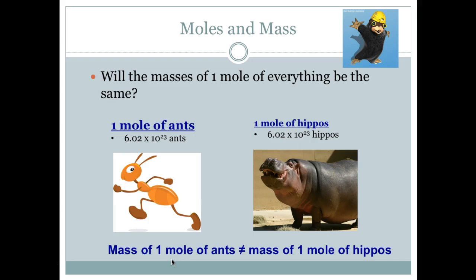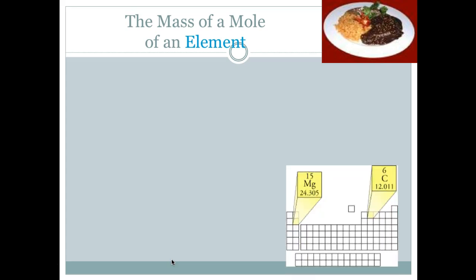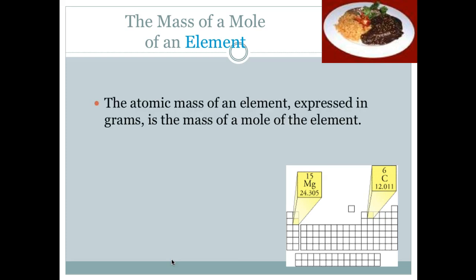However, you would not expect the mass of a mole of ants to be the same as the mass of a mole of hippos, because the mass of a single ant is not the same as the mass of a single hippo. Therefore, if we're going to be converting between mass and moles, we need to look at the masses of individual elements and compounds. First, the mass of elements. The mass of elements can be found on the periodic table.